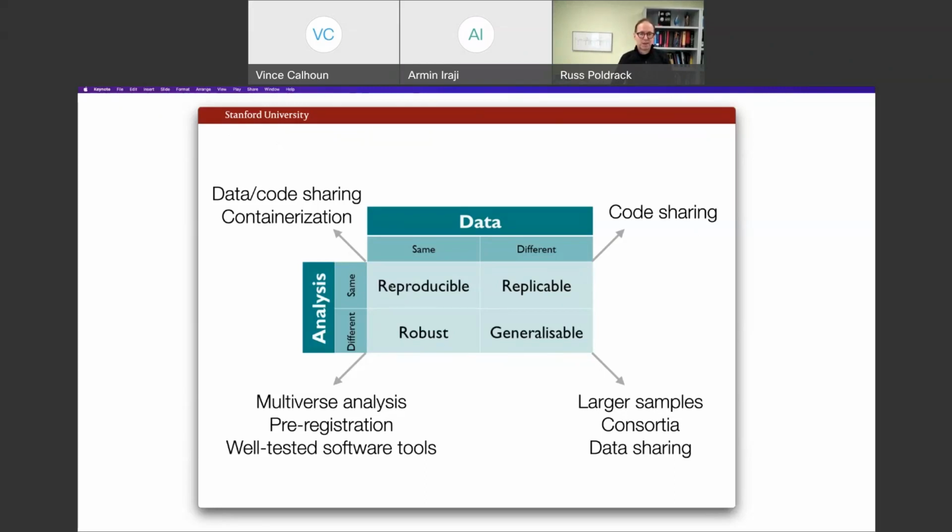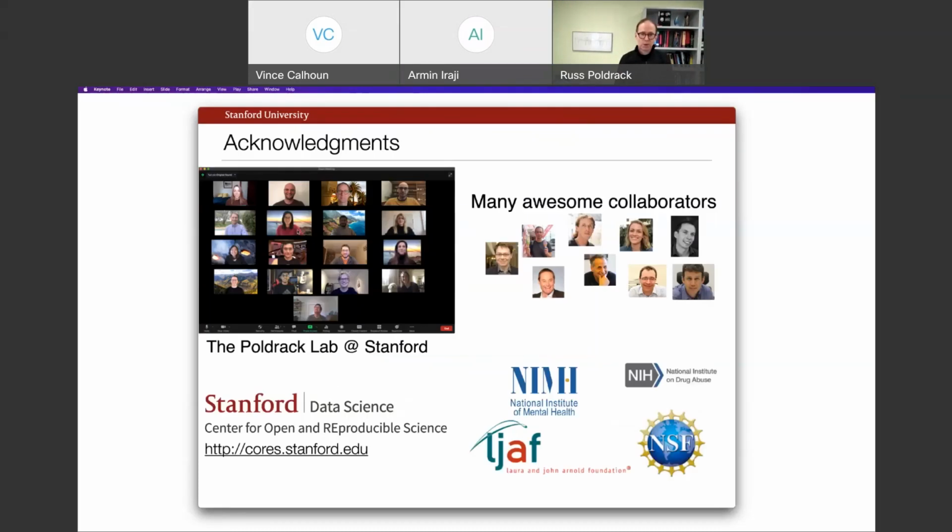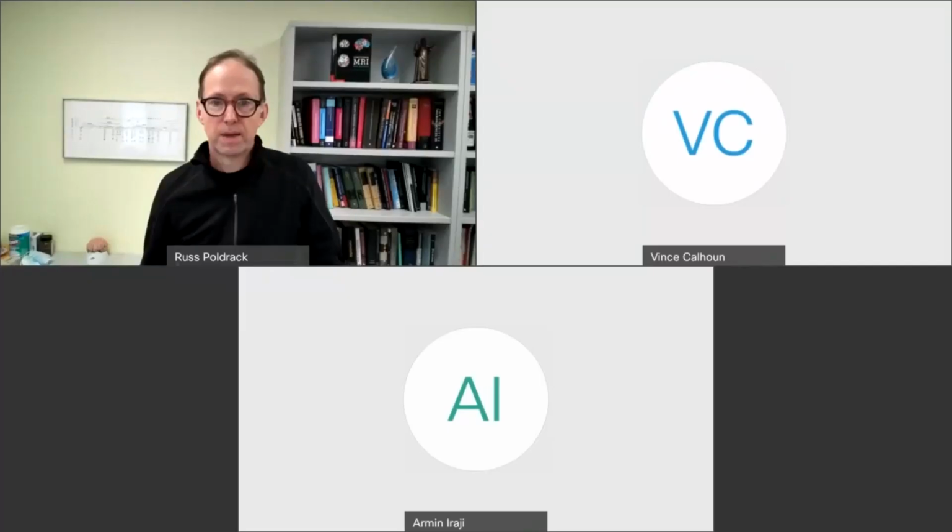And even for same data, same analysis, we definitely need data and code sharing and also platform sharing through technologies like containerization. So I just want to end by thanking my group, a ton of people who've been really great collaborators over the last couple of years. And I'll mention we've started a new center at Stanford, as part of Stanford Data Science, now called CORES, the Center for Open and Reproducible Science. We're starting to develop content there. If you're interested, have a look at our website, and you can get on our mailing list and see when we have upcoming talks. I will stop there and be happy to take questions.